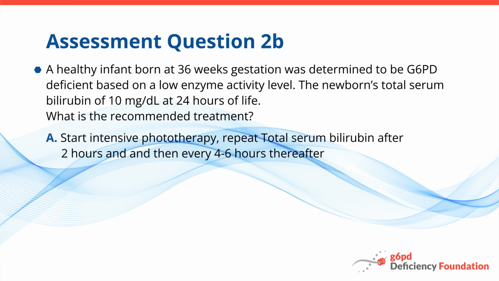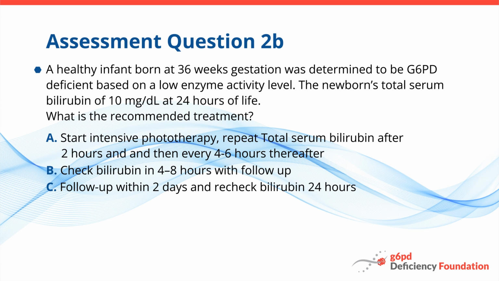A. Start intensive phototherapy. Repeat total serum bilirubin after 2 hours and then every 4 to 6 hours thereafter. B. Check bilirubin in 4 to 8 hours with follow-up. C. Follow up within 2 days and recheck bilirubin in 24 hours. D. Prepare for an exchange transfusion.